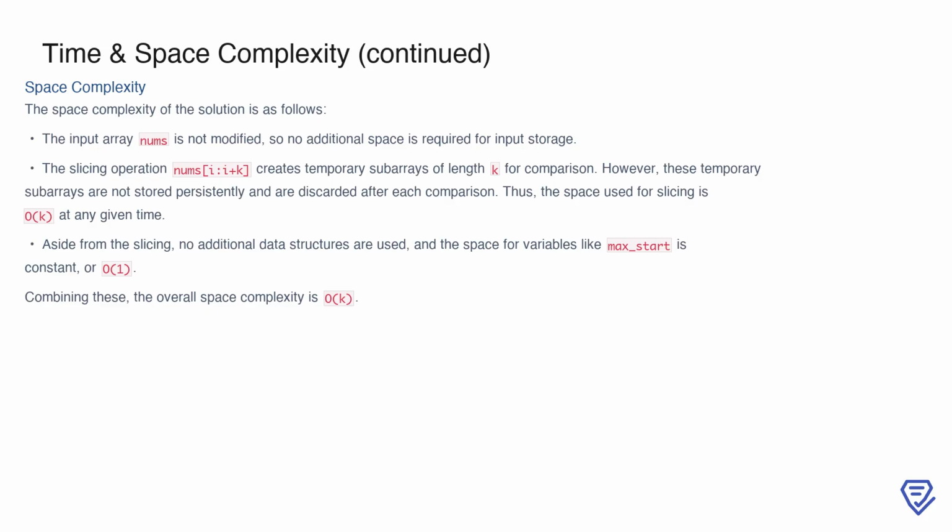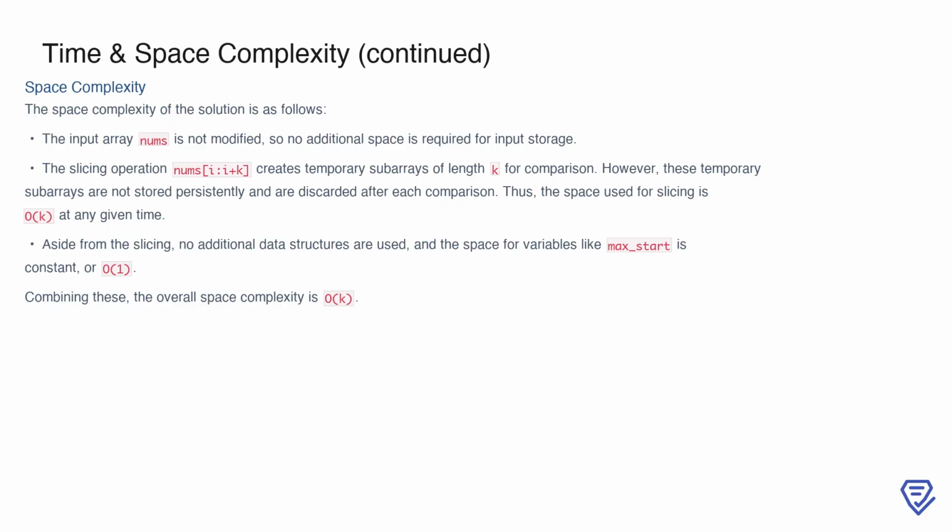Since the input array nums is not modified, no additional space is required for storage beyond the input itself. The slicing operation nums[i:i+k] creates temporary subarrays of length k during each iteration. However, these subarrays are not retained in memory after each comparison, they are discarded immediately. Therefore, the space used for slicing at any given moment is O(k).